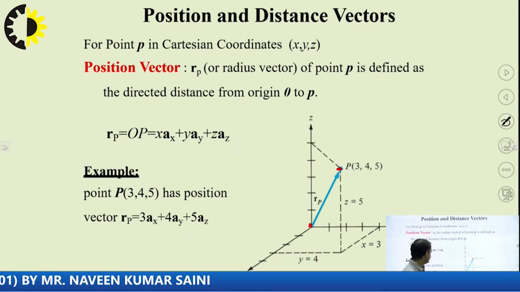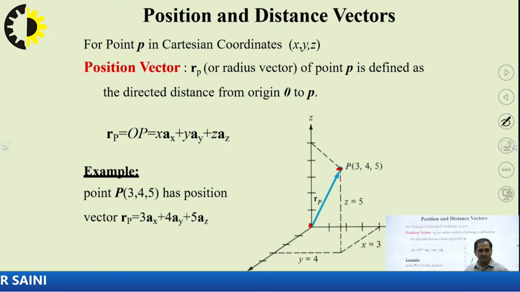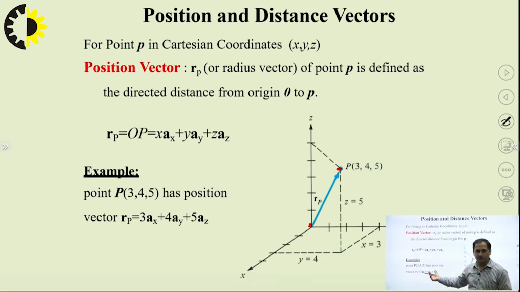So in this case, if I want to represent this point P at 3, 4, 5, which has the position vector, what is the position vector for that? 3ax, 4ay, 5az. Okay, so this is the position vector for any point, these 3, 4 and 5.